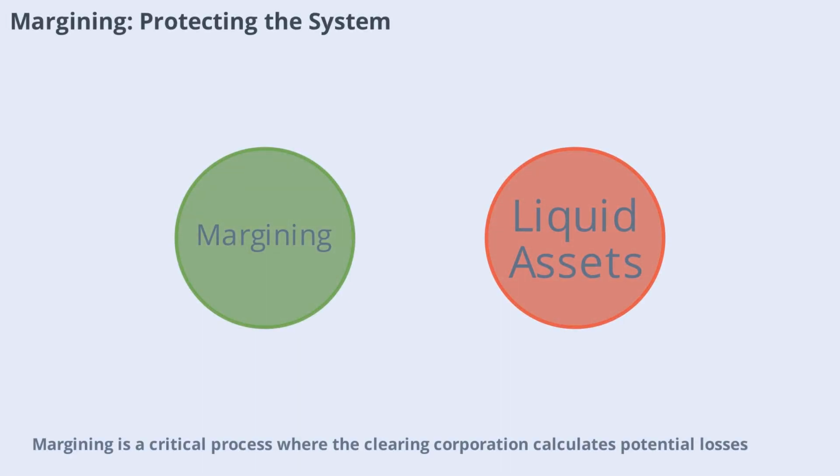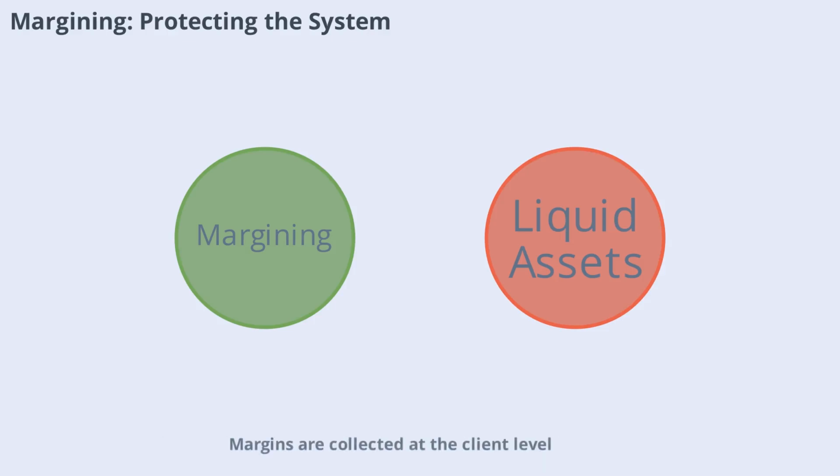Margining is a critical process where the clearing corporation calculates potential losses on open positions and ensures members have sufficient liquid assets to cover them. Margins are collected at the client level, with no netting between clients or between client and proprietary positions. This approach ensures that risks are contained at their source, protecting the integrity of the entire market.